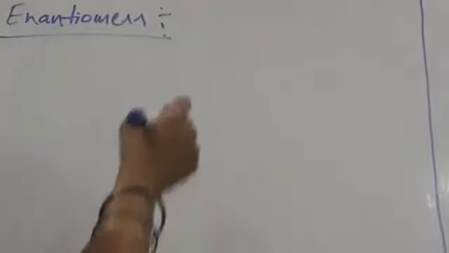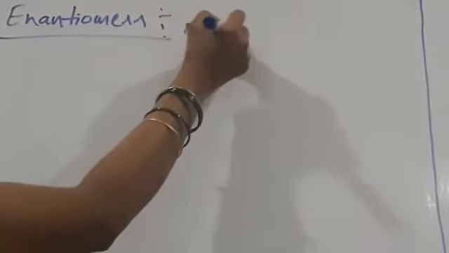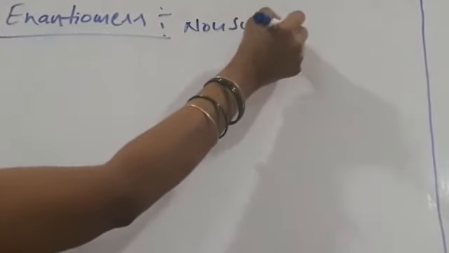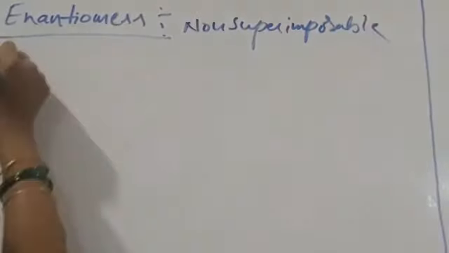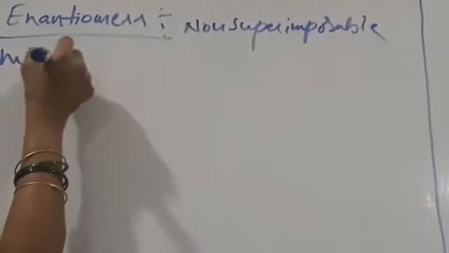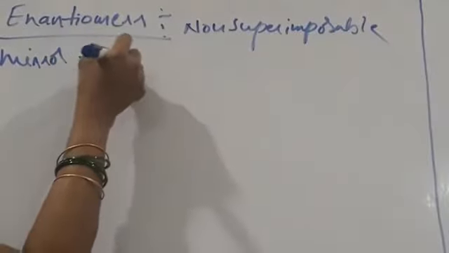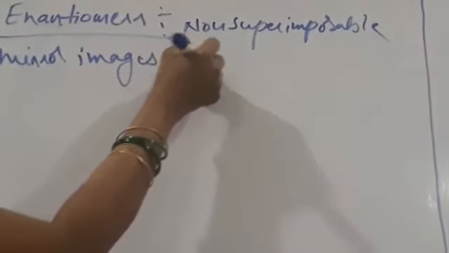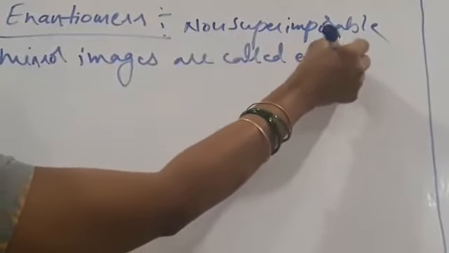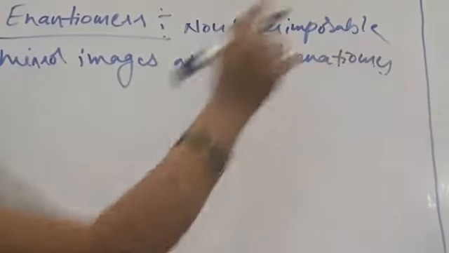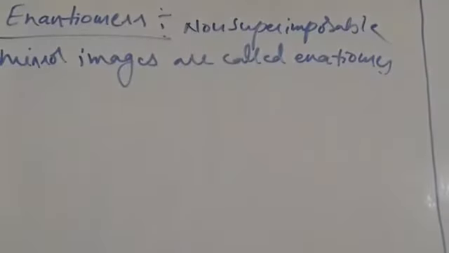Non-superimposable mirror images are called enantiomers.